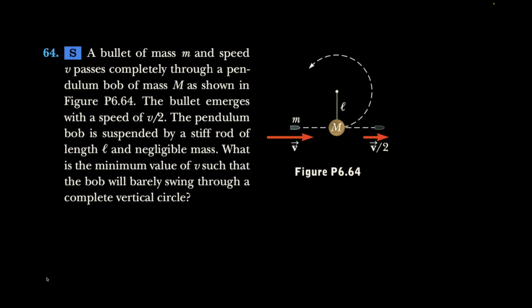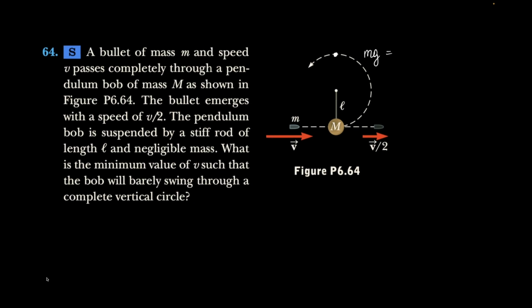Remember, barely is when we have velocity so slow that mg, which is the force, is equal to centripetal force, mv squared over, and my distance, my radius in this case, is that little l. Masses cancel, so my v final for the big M in this case is going to be equal to the square root of gl, if that is the velocity of my big M at the top. What was it at the bottom?